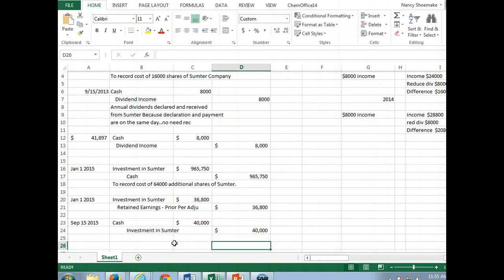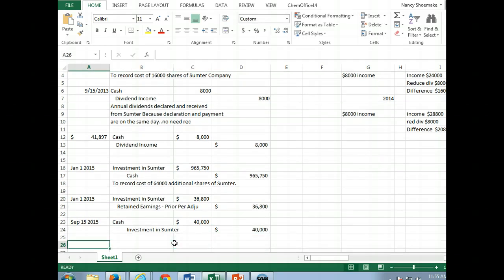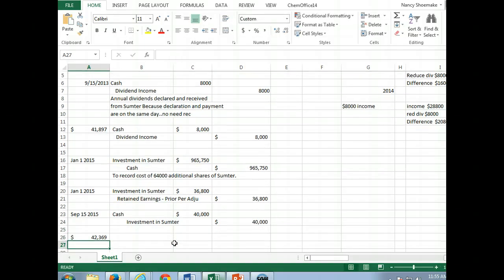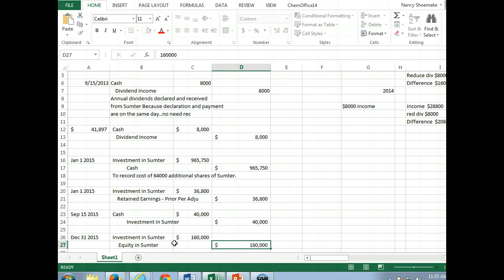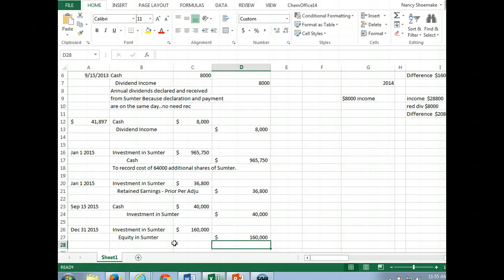Yep. Then we're going to show the portion of income, which is investment in Sumter of 160,000, and then equity in Sumter, 160,000. Okay, because that's based on 40%.